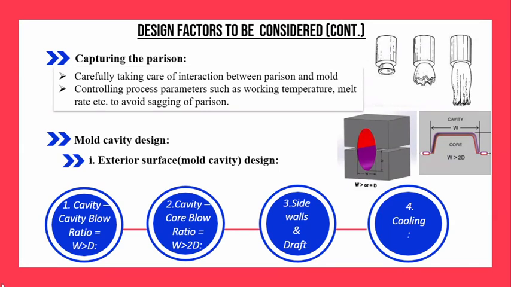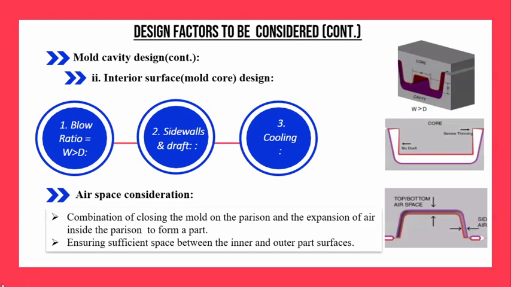In designing the mold cavity, the blow ratio has to be such that width is greater than the diameter. This is done so that material thinning can be avoided. On the other hand, the cavity core blow ratio will be such that width is greater than twice the diameter. There is also consideration of sidewalls, draft and cooling process for successful production.